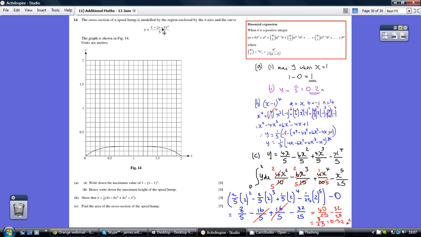Given that x is 1, making the numerator 1, then obviously y is going to be 1 over 5, which is 0.2.